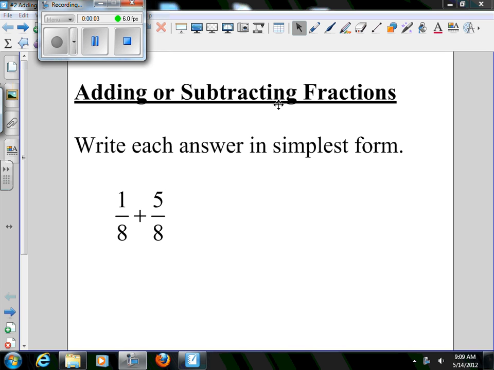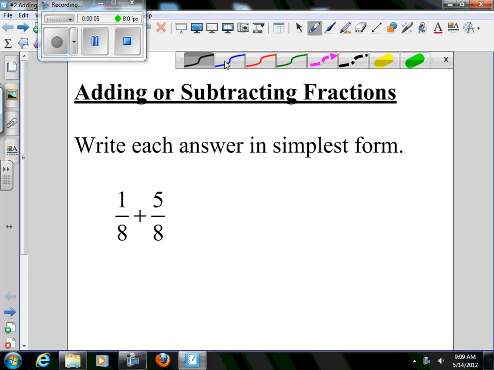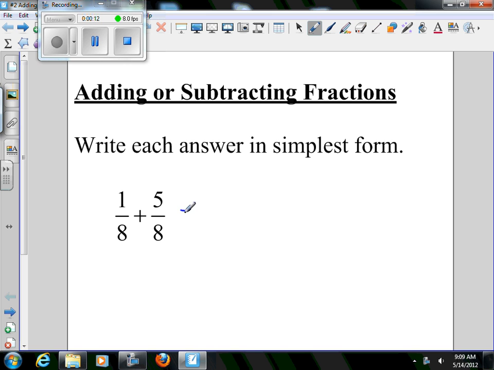Today we're going to be talking about adding or subtracting fractions. In order to add fractions, the denominator has to be the same, and what we do is just add the numerators together. So in this case, we have 1/8 plus 5/8. The denominators are the same, so we add the numerators and we get 6/8.